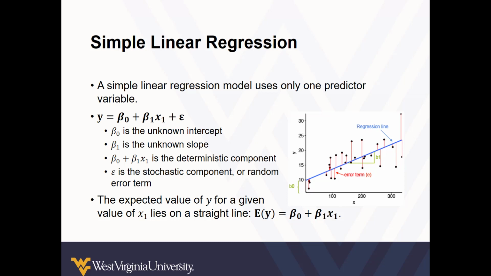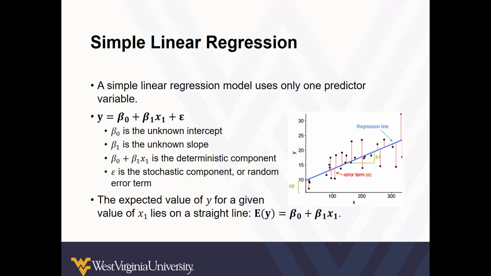So in a simple linear regression model, we only use one predictor variable. We always only have one dependent or response variable, that's our y variable, but we can have multiple predictor or independent variables, those are our x's. So in simple linear regression, we have one of each. We have one dependent or y variable, and we have one independent or x variable.